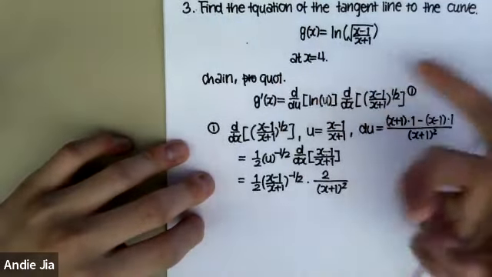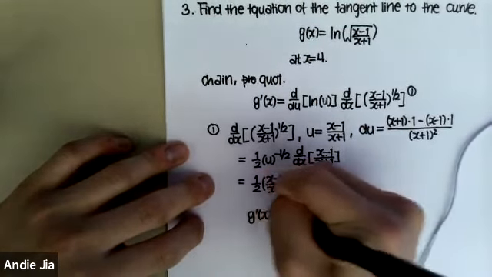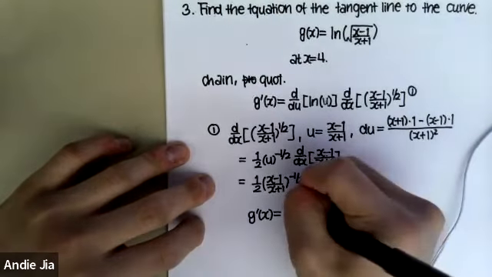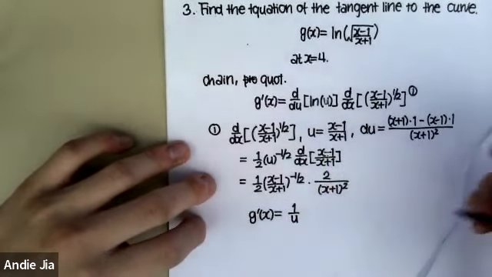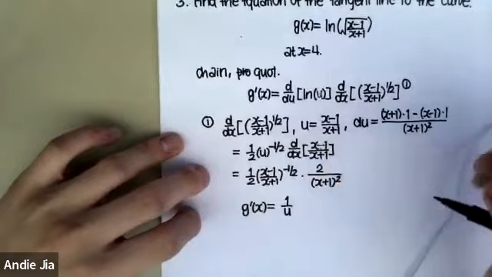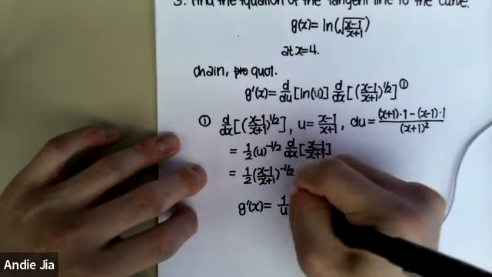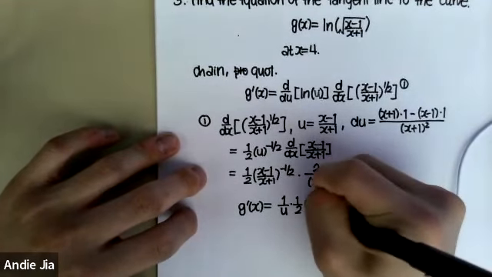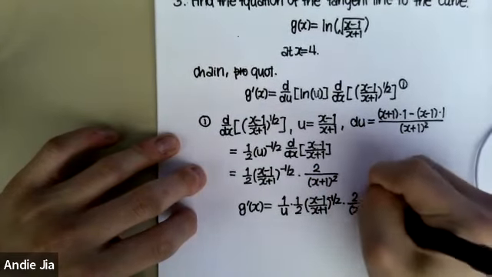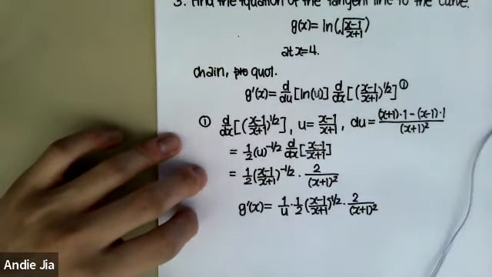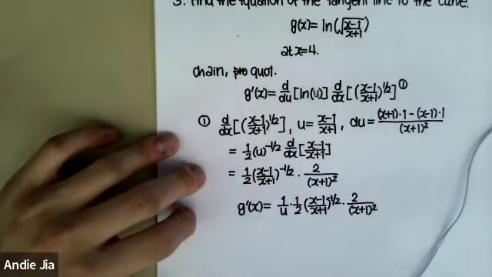Now I have this mess. I need to put it back in there. So g prime is going to be 1 over u times this mess. I'm just going to leave it there. So it's going to be 1/2 times (x minus 1)/(x plus 1) to the negative 1/2 times 2 over x plus 1 squared. And plugging back in the u, it is this chunk. I know it is annoying, right?